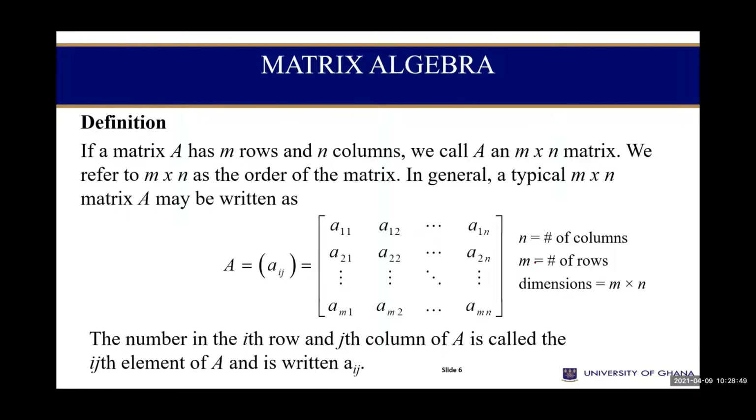The number of rows and number of columns would help us to define what we call the dimension of the matrix. So every matrix that you formulate should have a dimension. And by dimension, you are looking at the number of rows and the number of columns.